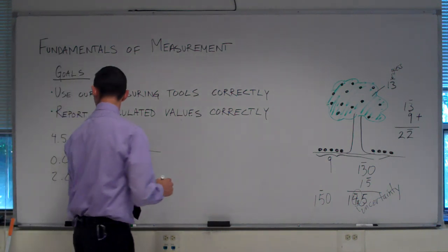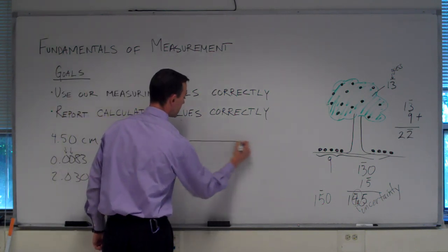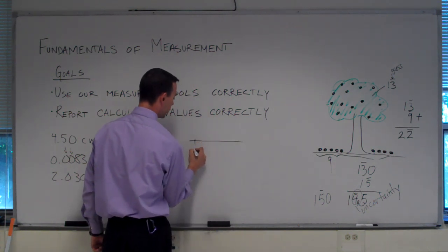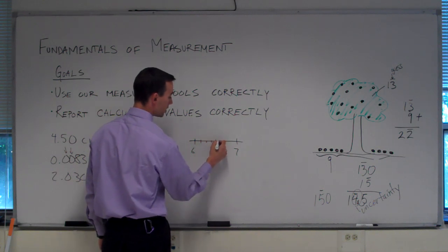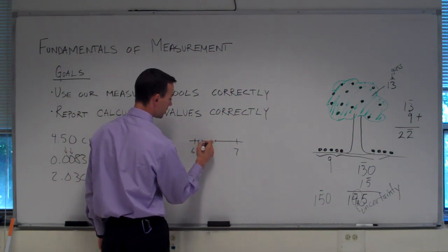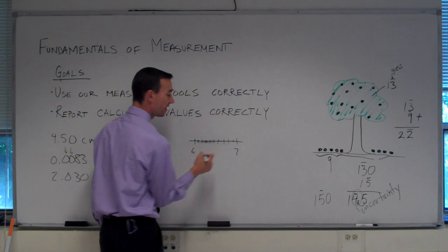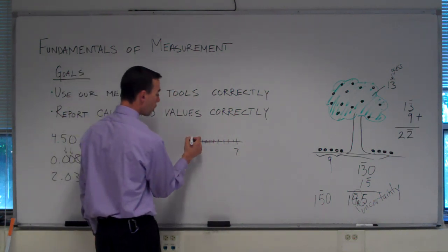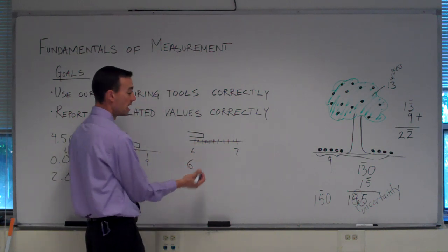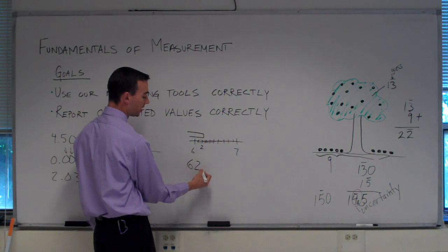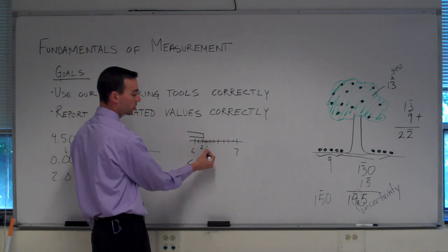If we look at question 2, without drawing the entire scale, this object that we're measuring falls somewhere between 6 and 7. And the tenths are marked out. Therefore, we are going to have to at least report the whole number, 6. We can see that it goes beyond the 2. Now we estimate. Where does it fall between the 2 and the 3?